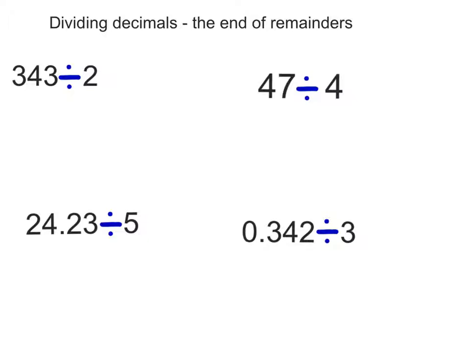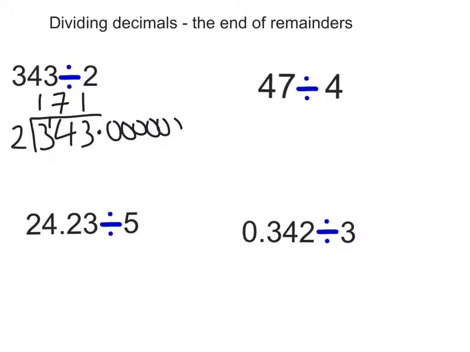So let's draw this. Here's my bus stop, 2 outside, 343. So 2's into 3 goes once, carry 1. 2 into 14 goes 7 times exactly. 2 into 3 goes 1, carry 1. Now, what you may not be able to see, but I've got great eyesight so I can, is that I've got a point there and then I've got so many zeros here. All of them just keep going on and they're all there in case I need to use them.